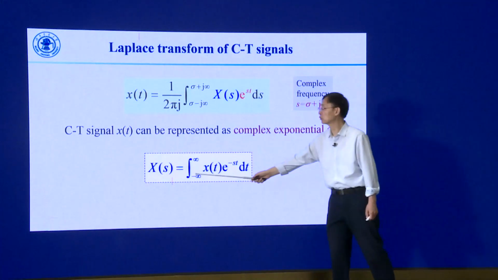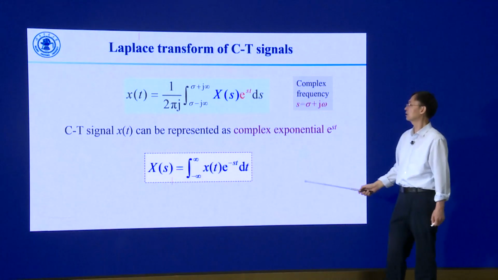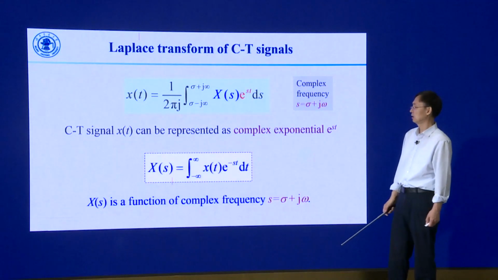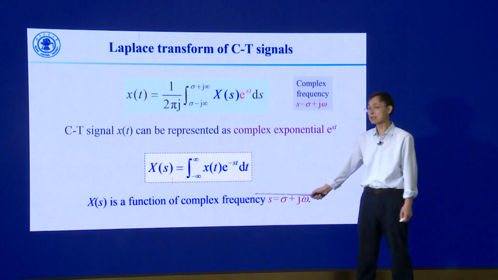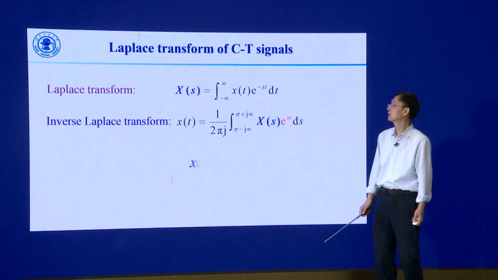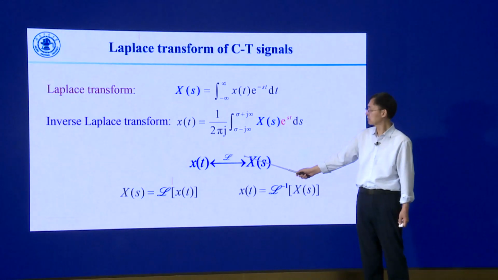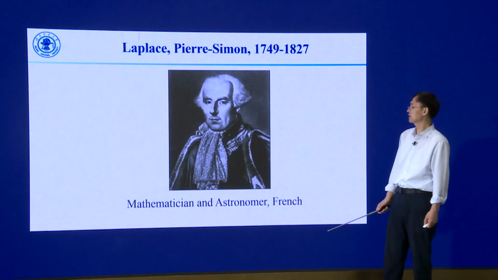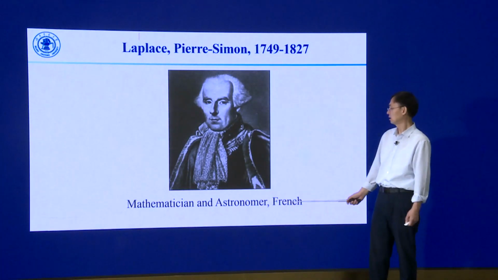This is the definition of the Laplace transform for signal x of t. Obviously, X of s is a function of the complex frequency S. We can use this symbol to represent the Laplace transform. Laplace was a French mathematician and astronomer.